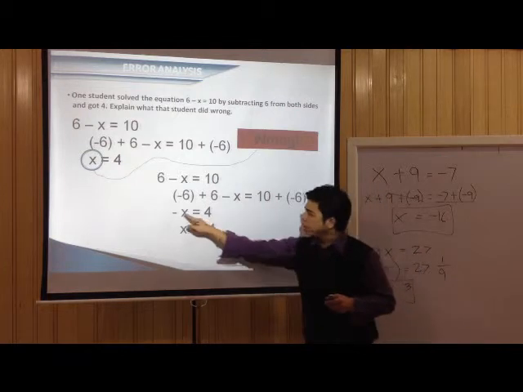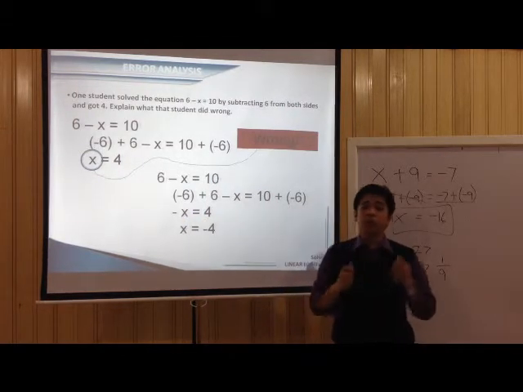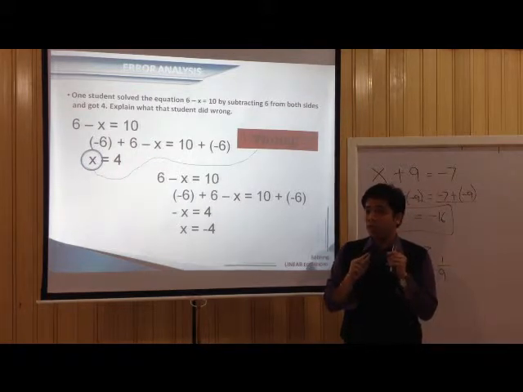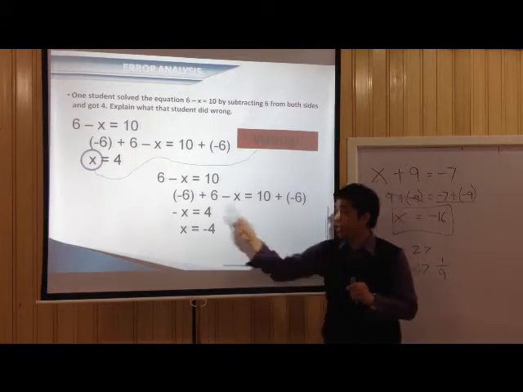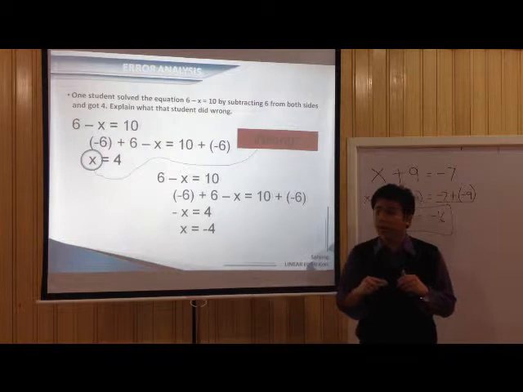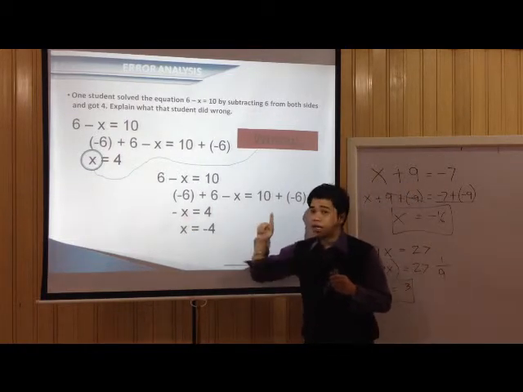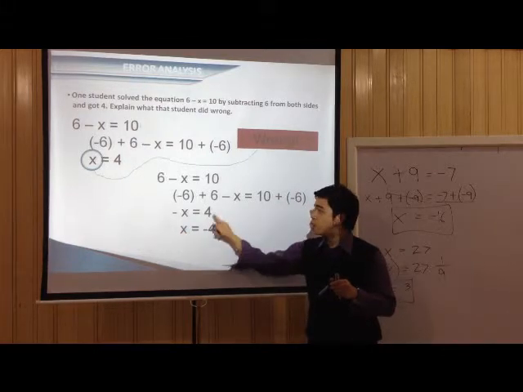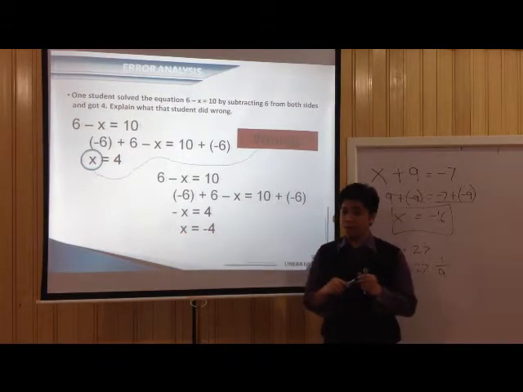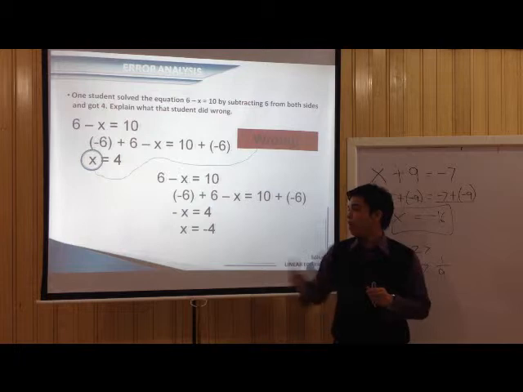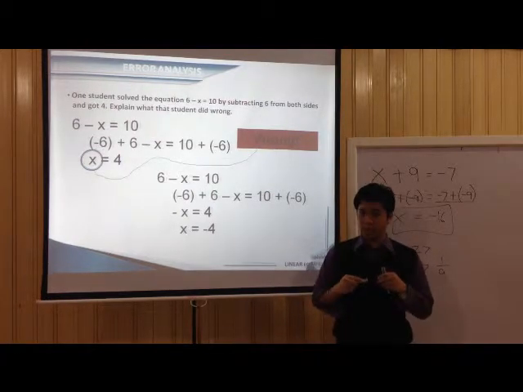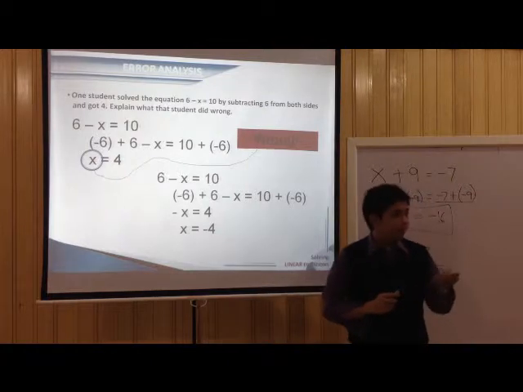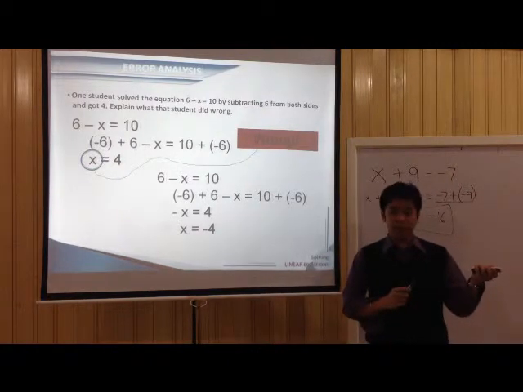So how do we get rid of that negative 1? Well, to get rid of that negative 1, we look for its multiplicative inverse. The multiplicative inverse, or the reciprocal of negative 1, is still negative 1. So if I multiply negative 1 here and negative 1 there, this will be positive x. 4 multiplied by negative 1 is negative 4. Therefore, negative 4 is the solution to the equation, not just 4. Is that clear?